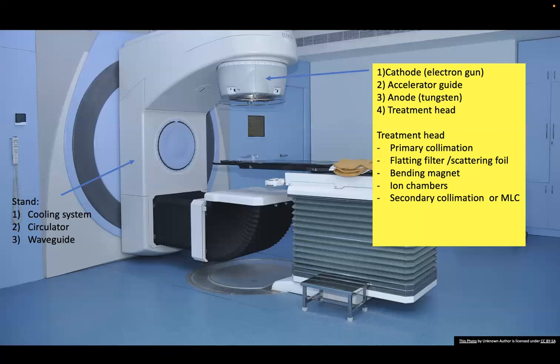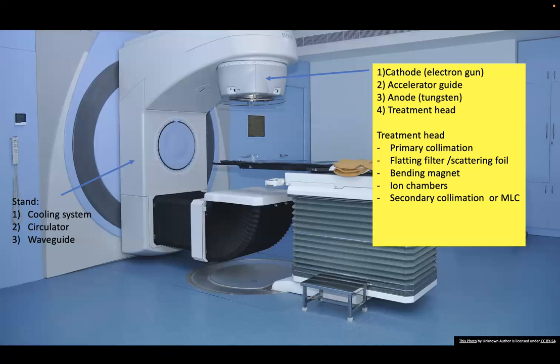Okay, so I just wanted to tell you that the cathode is part of the X-ray tube. There's an accelerator guide that moves the electrons along. There's an anode, which is the tungsten target, and then the treatment head. That whole thing is called the treatment head. And in the treatment head is the primary collimation, the flattening filter or scattering foil, which we'll talk about, a bending magnet, ion chambers, and secondary collimation or MLCs. So that's all in the head of that, and the gantry there.